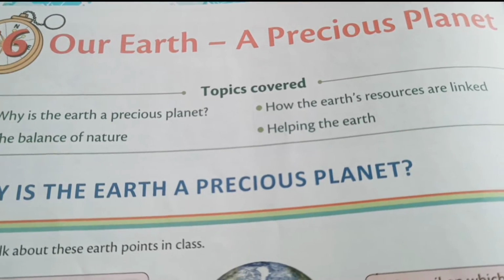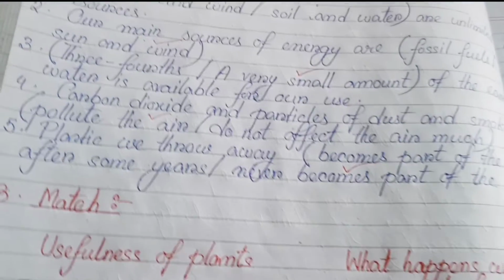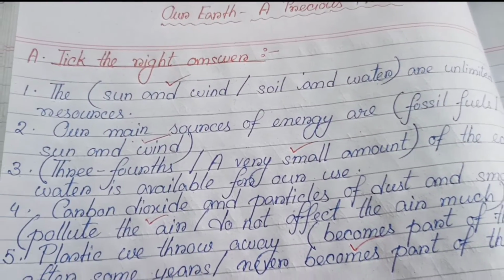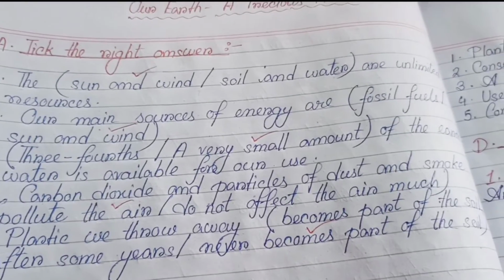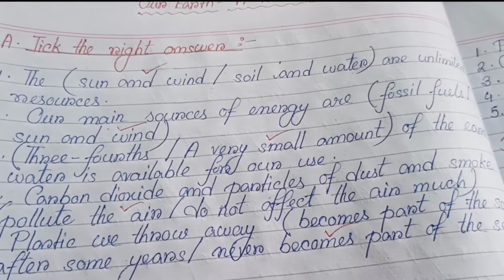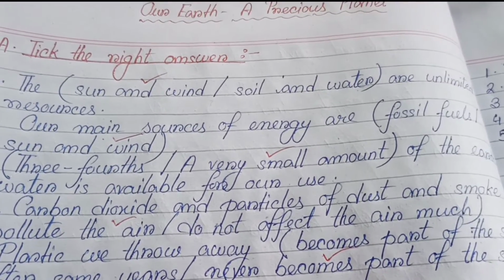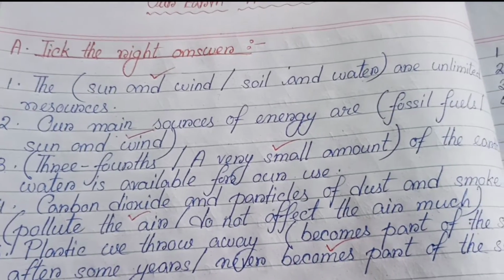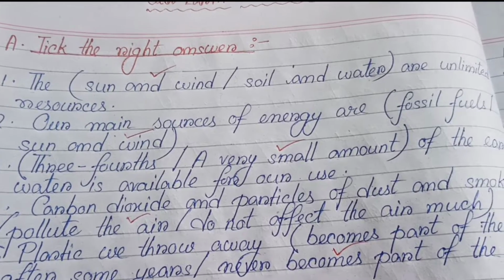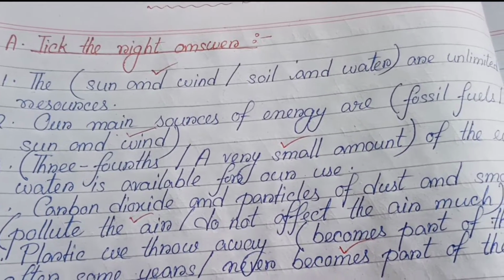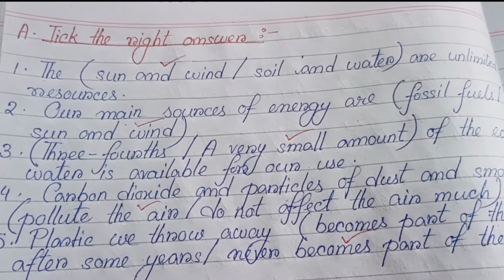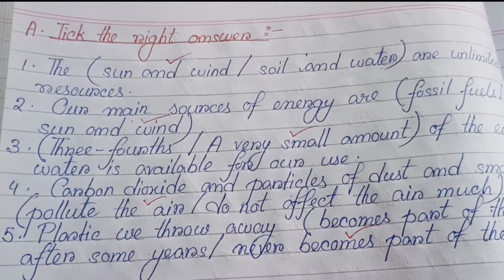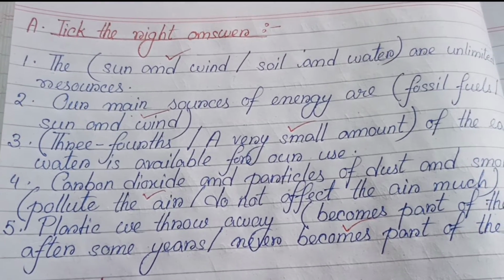Let's start. Our Earth a Precious Planet. At first we have some objective type question answer. Number A, tick the right answer. The sun and wind, soil and water are unlimited resources. So, the answer is the sun and wind. Number 2, our main sources of energy are fossil fuels or sun and wind. So the answer is sun and wind.